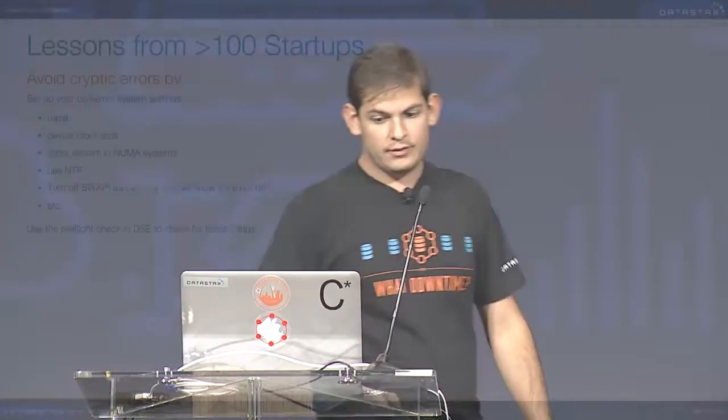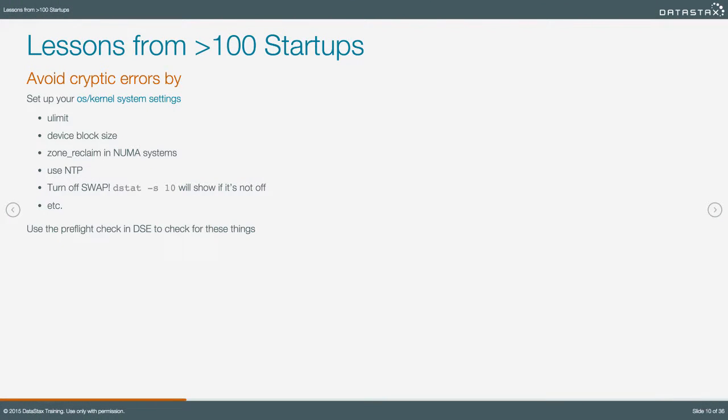All right, so something else, you can actually get some cryptic errors that are confusing if your OS level config is not set up properly. So these are some of the examples of things that you have to configure in order to get Cassandra to work correctly in Linux. But we do ship a pre-flight check inside of DSE that will check some of these things for you. So that's something else to take a look at if you're not using an AMI but kind of rolling your own boxes.